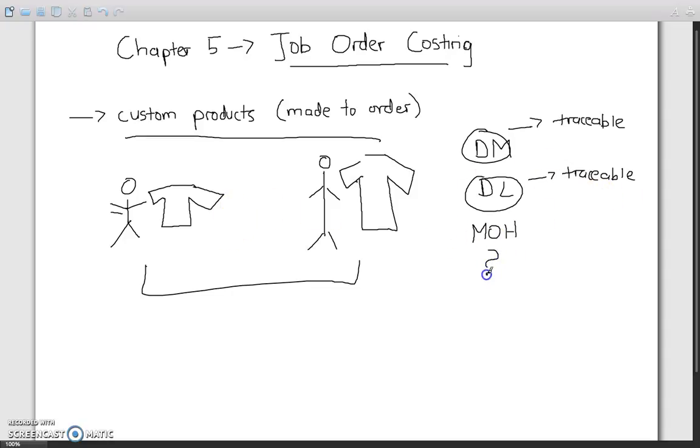The issue is manufacturing overhead. How would you allocate your rent, your electricity bills, your depreciation to these suits? It's very difficult, because if you have rent, how are you going to divide it among the number of suits that you made? It's a challenging task, and that is where job order costing comes in. The techniques that I'm going to introduce to you are really to account for manufacturing overhead, and the main challenge in this chapter is going to be manufacturing overhead.